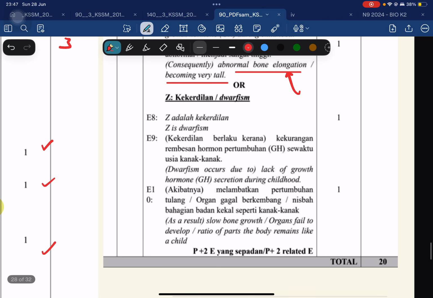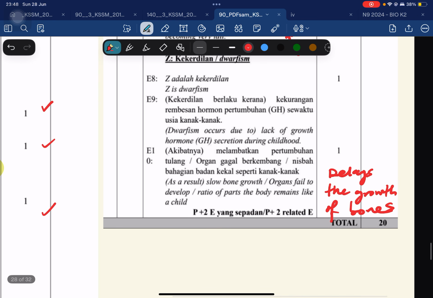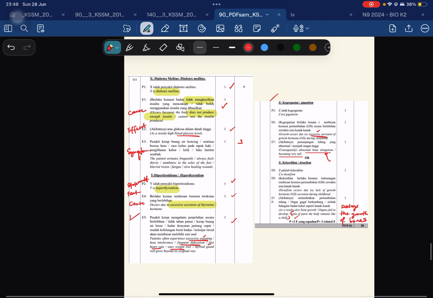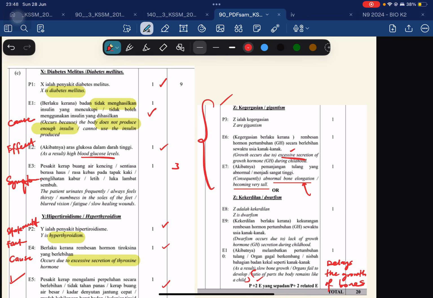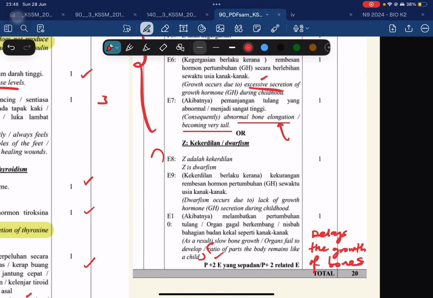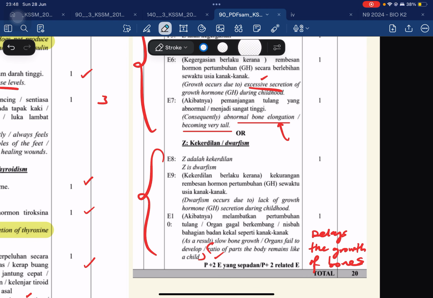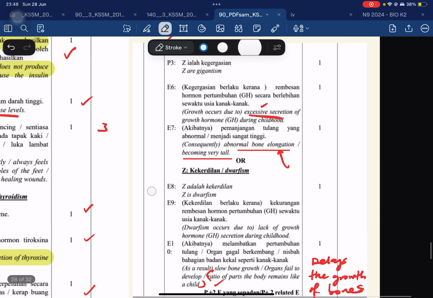And also for dwarfism, because of lack of growth hormone secretion, causing slow bone growth or even delayed growth of bones. You can also mention this one. This is also something relatable. But for the last condition, if you want to mention it is gigantism, just write down about gigantism. But if you think that it is dwarfism, just explain about dwarfism. Do not write both, okay? If you write both, you won't get the marks for health issues related to Z.